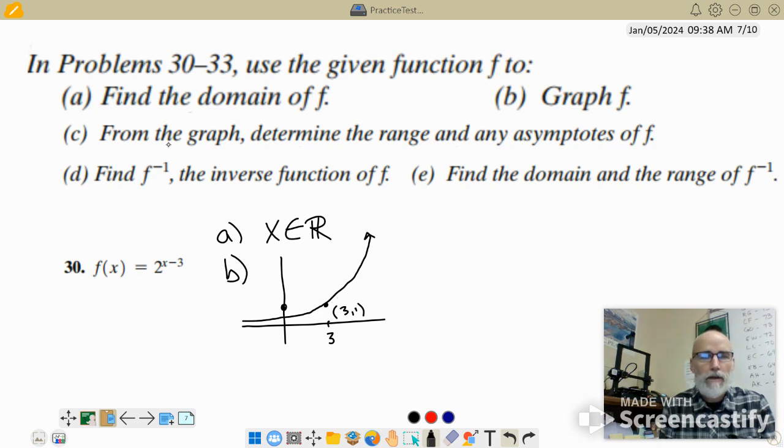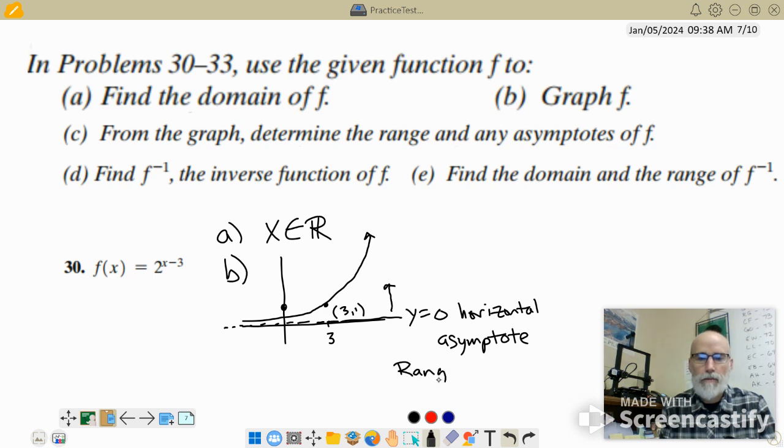B, or that's B. C, from the graph, determine the range and any asymptote of f. Well, the x-axis is an asymptote. So y equals 0 is a horizontal asymptote. And let's see, what else do we know? The range is all values greater than 0. So range is y greater than 0.